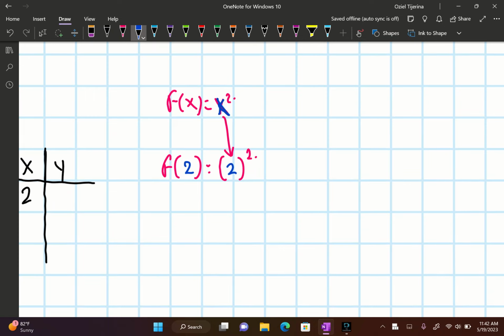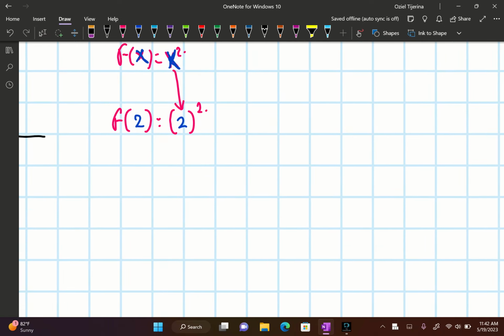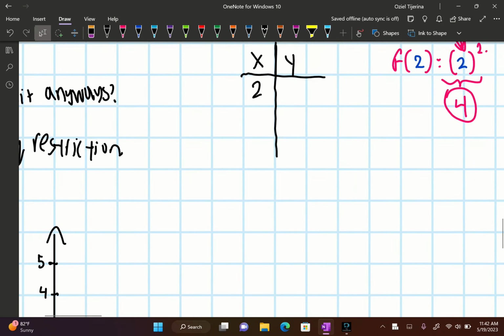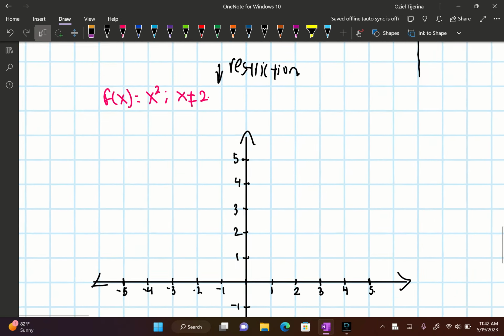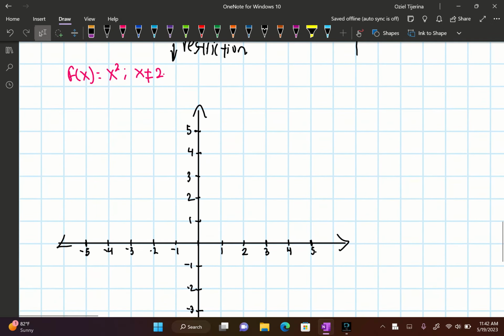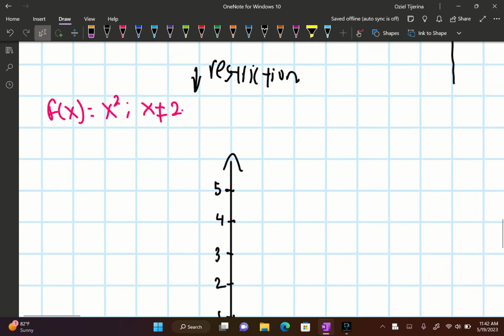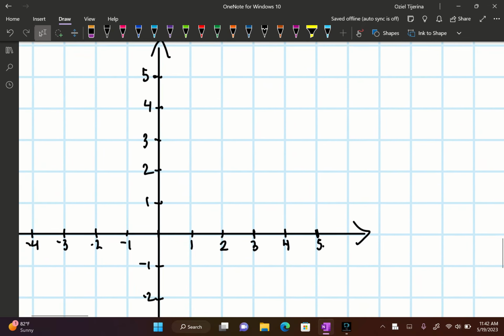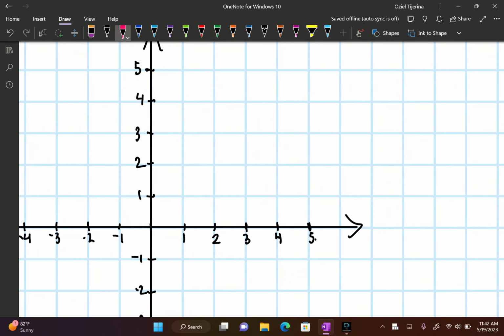And that's an x, by the way. This should be x squared, like that. So what does that give me? This, in and of itself, is just going to be 4. Now, when there is a restriction, this means that we are not going to define it. So when x equals 2, f of x is 4, but we are not defining it there.